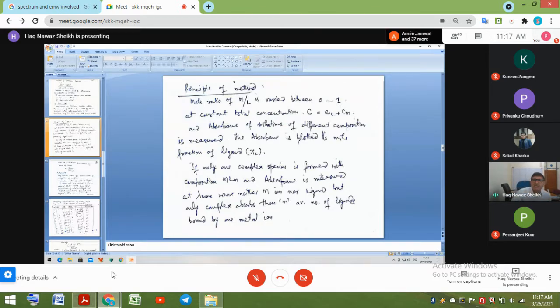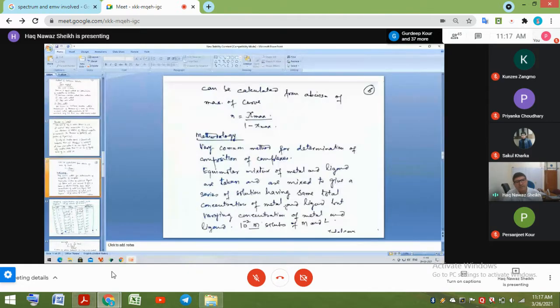If only one complex is formed, so say the stable complex is only one, and has composition MLn, the absorbance is measured at lambda max, where neither M nor ligand absorbs, but only the complex absorbs. Then n, the average number of ligands bound to the metal, can be determined by n = chi max divided by 1 minus chi max, where chi is the mole fraction of the ligand, and 1 minus chi is the mole fraction of the metal.